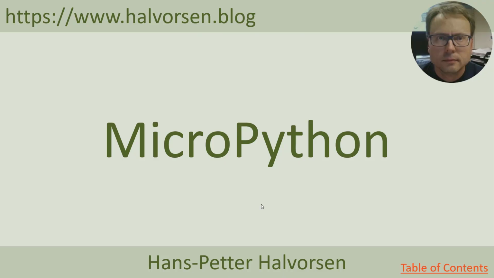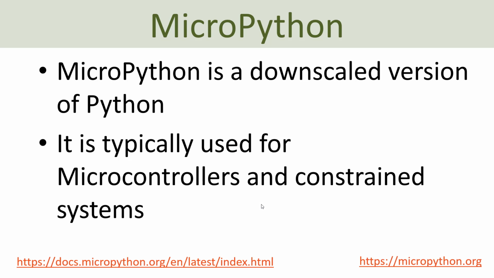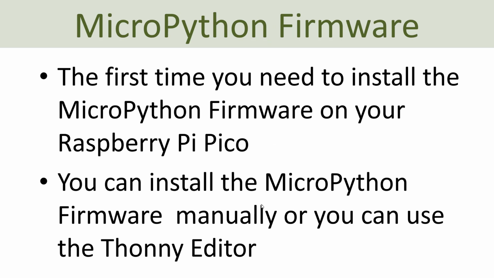Next, when you have installed the Thonny Python editor, you need to install the MicroPython software on the Raspberry Pi Pico. So basically MicroPython is a downscaled version of Python, and it's typically used for microcontrollers and systems that have low memory, like this Raspberry Pi Pico. So the first time you are going to use Raspberry Pi Pico, you need to install the MicroPython firmware on the Raspberry Pi Pico, and you can either install it from the Thonny editor, or you can install it manually.